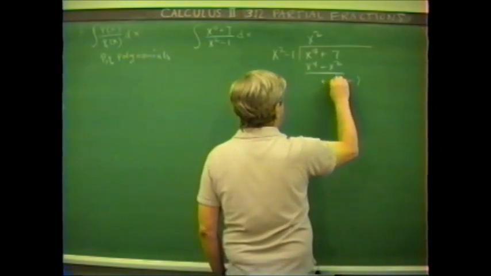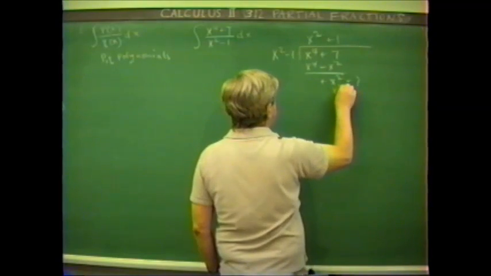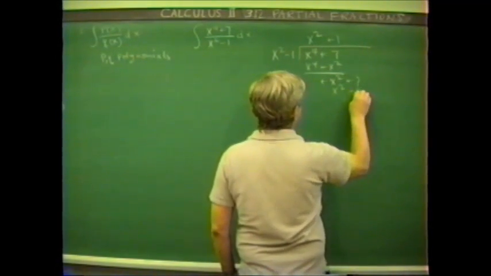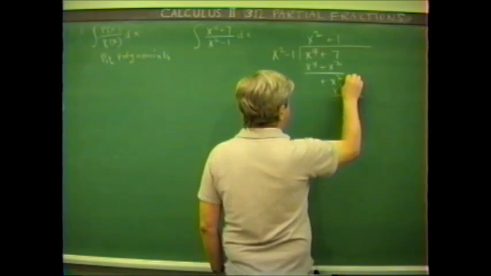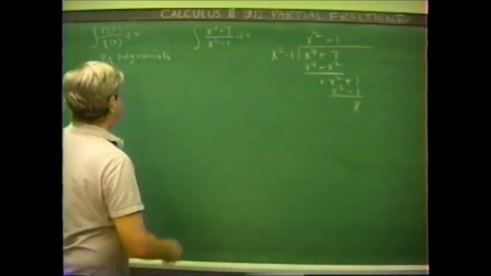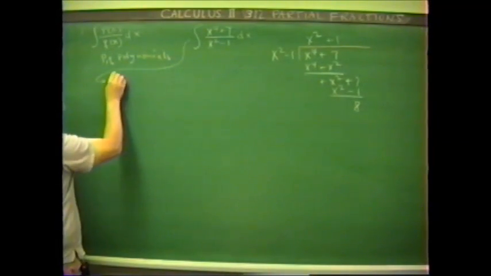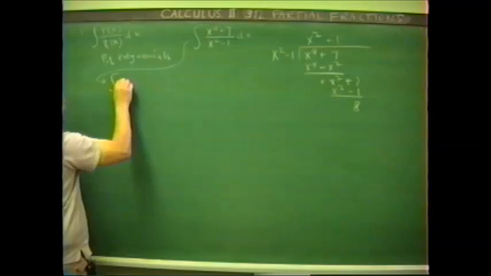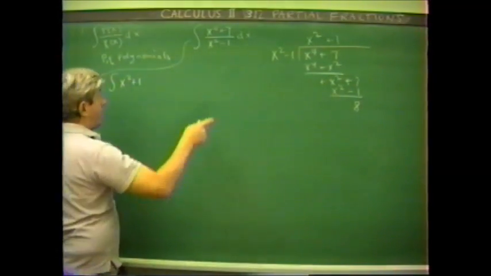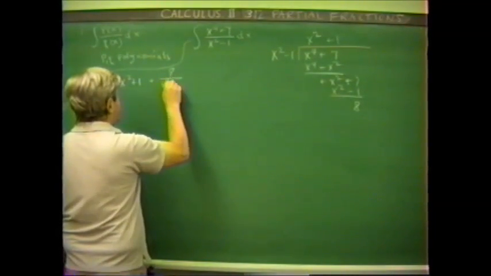Dividing here, we get plus 1. We get x squared minus 1. Subtracting here, we're going to get 7 minus negative 1, which is 8. So this integral right here is equal to the integral of x squared plus 1. We've got a remainder of 8 here, so we have plus 8 over x squared minus 1.